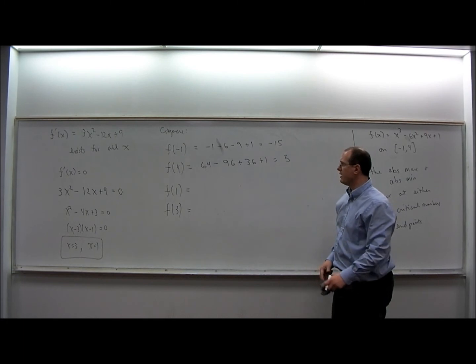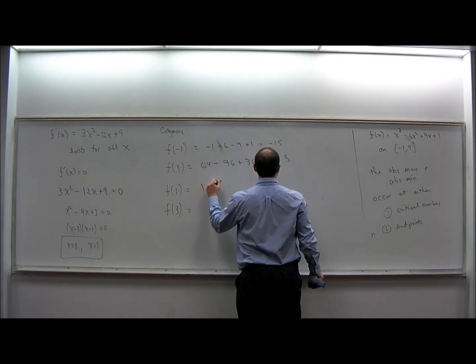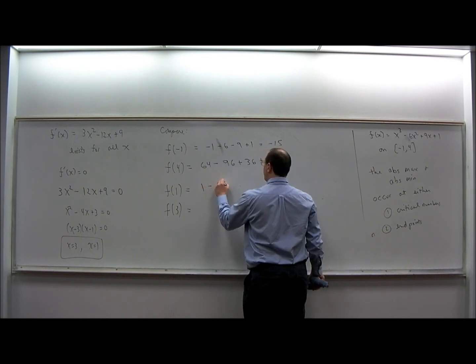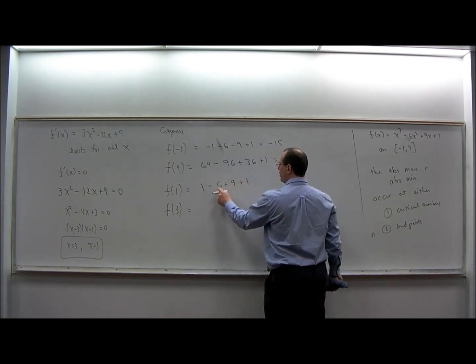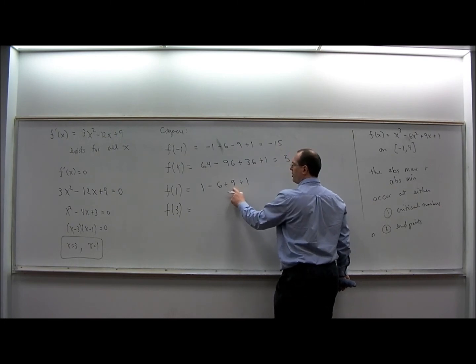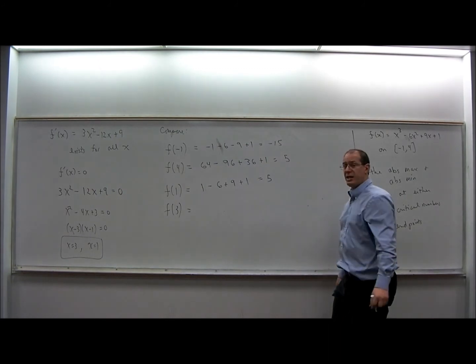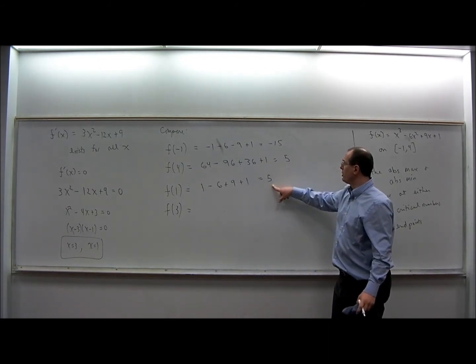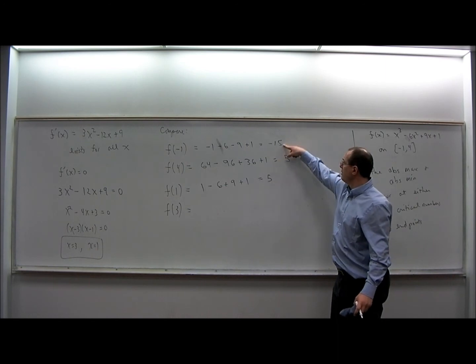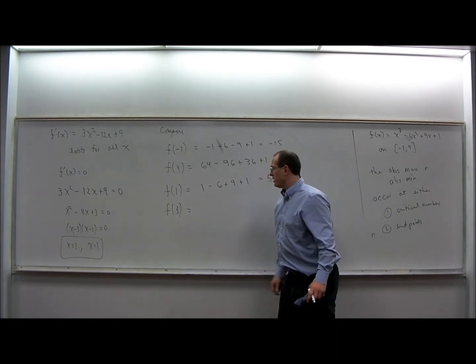We have 2 more candidates. F of 1 is 1 minus 6 plus 9 plus 1. -6 plus 9 is 3, 4, 5. So 5. We actually have a tie now. So far the maximum is occurring at 2 different places, and the minimum is here. We have 1 more candidate yet to examine.